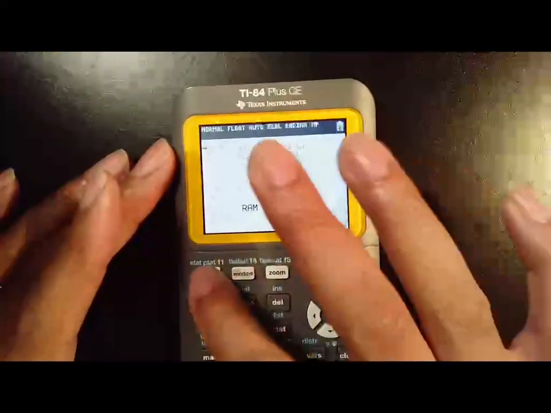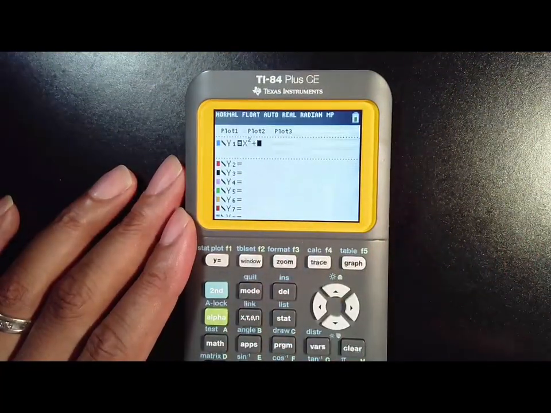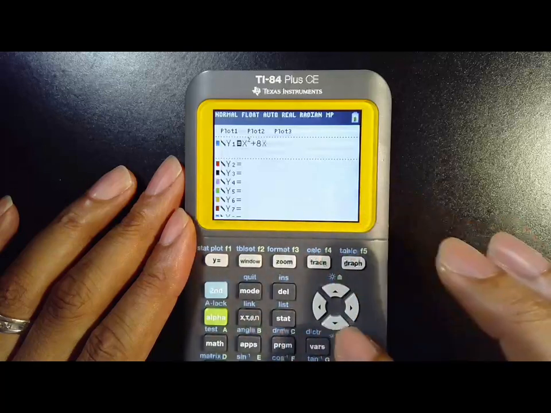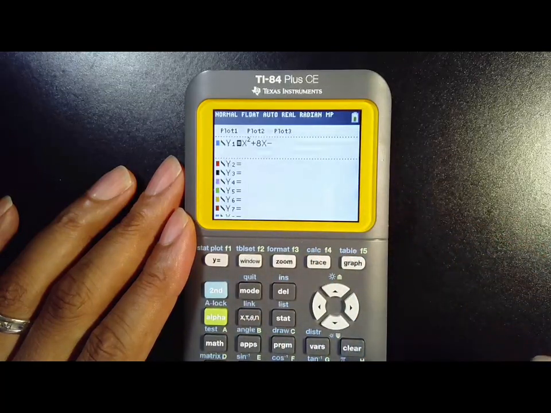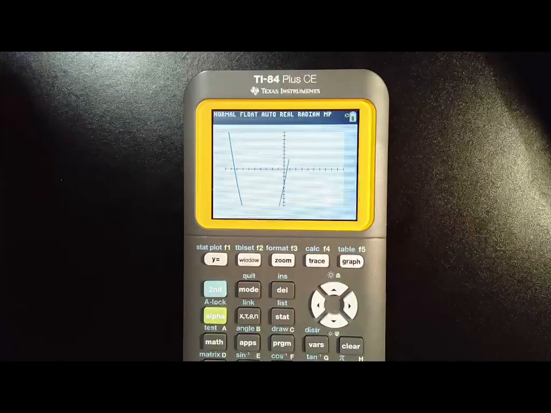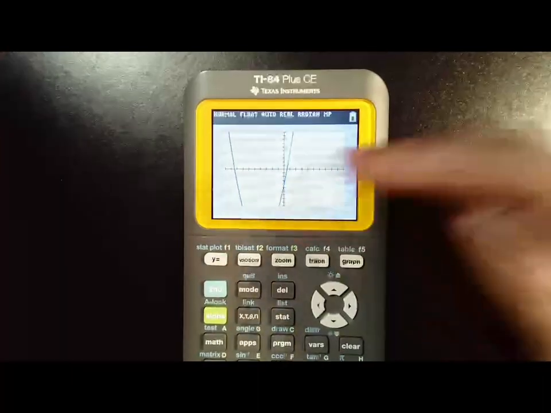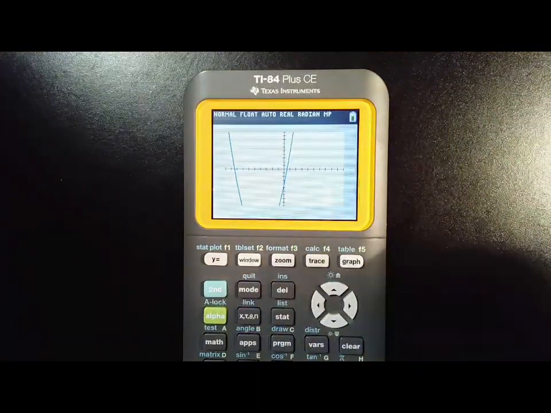Either way, if you were to put a graph here, and let's say it's x squared plus 8x minus 4, maybe, and you have a graph that, of course, has two intercepts, and it also has a minimum value there. How do you find the intercepts? How do you find the minimum?